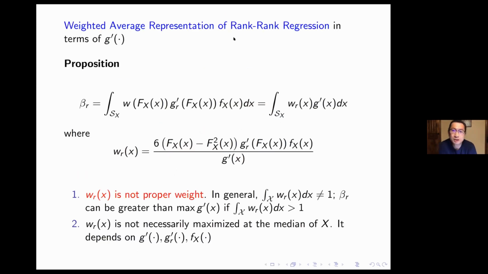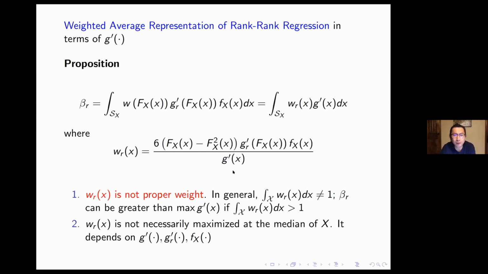So the G, this now is converted to a weighted average of the original G prime that we are interested in. Now the weighting function that we have is not a proper weight function. And another thing that we really want to make clear is it's not even necessary to maximize at a median or any particular feature of the distribution. We don't know what that is. If this is a normal distribution, it's going to be different, and the uniform distribution is going to be different, because everything depends on the distribution and also the function itself, and also the function for the rank regression as well, the relationship between rank and rank.